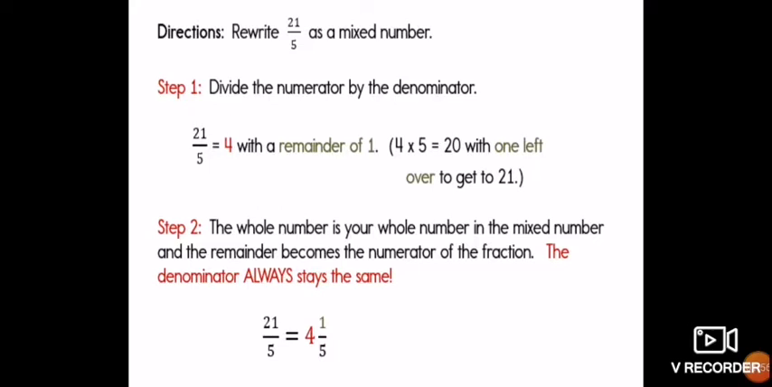Now here, when we divide 21 by 5, what will we get? We will get 4 as a quotient with 1 as a remainder, because 4 5s are 20. So 4 will become your quotient and 1 will become your remainder. Now the whole part, which is your quotient, will be written first, and after that we will write the remainder upon the divisor, that is 5.